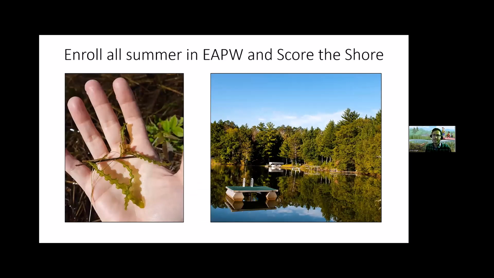Shifting gears a little bit, just to let everyone know, most of the parameters you can't sign up for any more this year, except for two: the Exotic Aquatic Plant Watch, which is our early detection plant survey, and Score the Shore, which is our shoreline habitat survey. You can sign up for these on your lake up until the end of August.